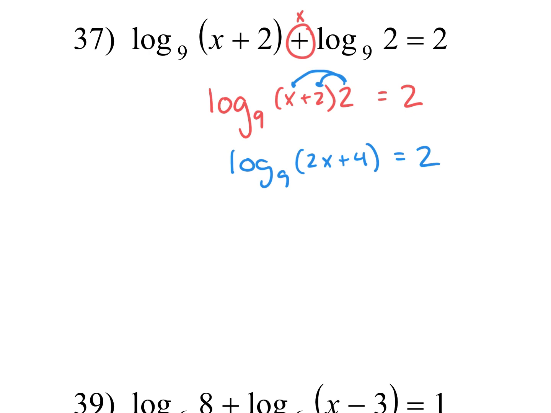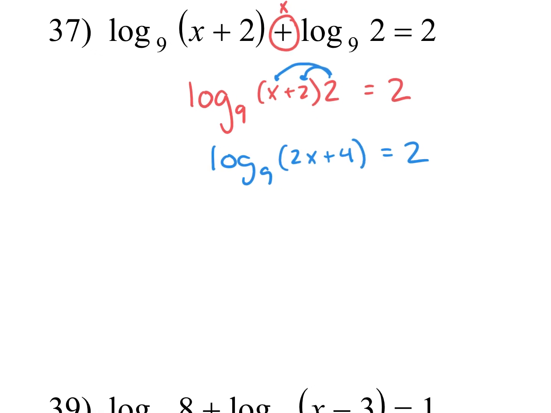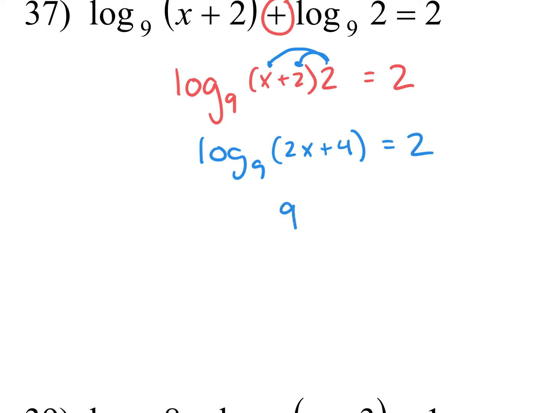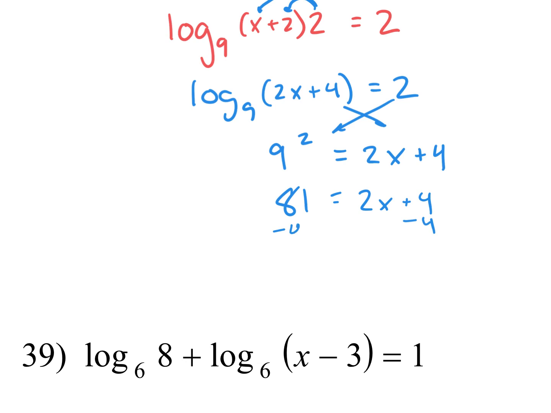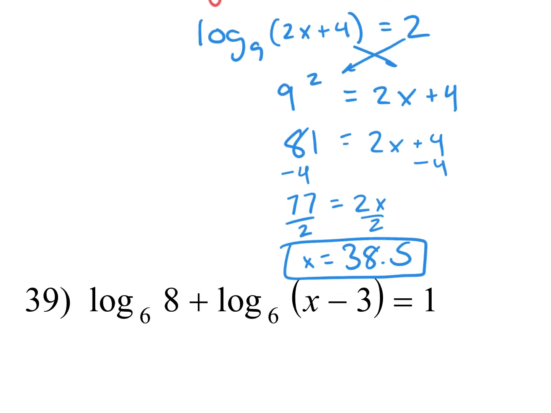Now what can I do? Put it in exponential form. So what's my base? 9. What's the exponent? 2. And then what's it equal to? 2x plus 4. And then from here we solve. So what is 9 to the second power? 81. And that's equal to 2x plus 4. Then what would I do? Subtract 4. So 81 minus 4 is what? 77. And then what's the last step? Divide by 2. So 77 divided by 2 is 38.5. All right, 39.